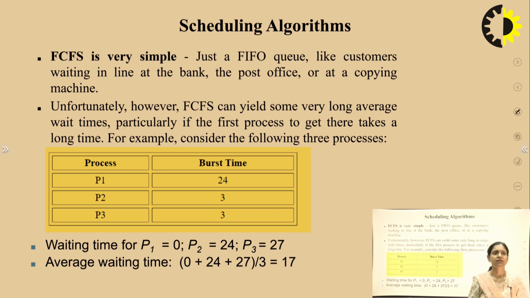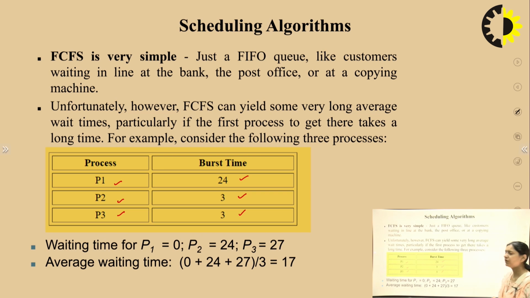The first scheduling algorithm we are starting with is FCFS, first come first serve, which is like a queue. When a process enters, it is executed in the same order in which it enters the system. Here we have processes P1, P2 and P3 entering the system for execution. The burst time, that is the execution time, of P1 is 24, of P2 is 3 and of P3 is 3.